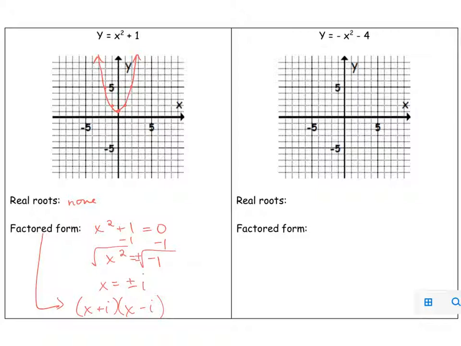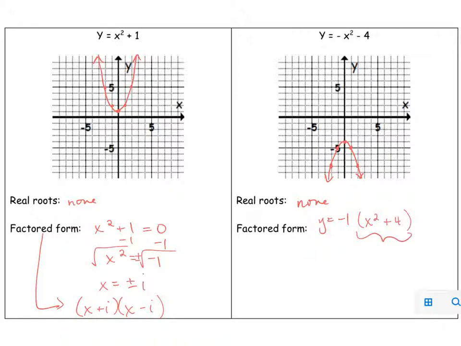On the next one, y equals negative x squared minus 4. So we go down to negative 4. Because it's negative, it's going to be going down. So this one, again, also does not have any real roots, because we can see it's not crossing that x-axis anywhere. So our factored form is, I'm going to go ahead and take out that negative 1 so that I have x squared plus 4.